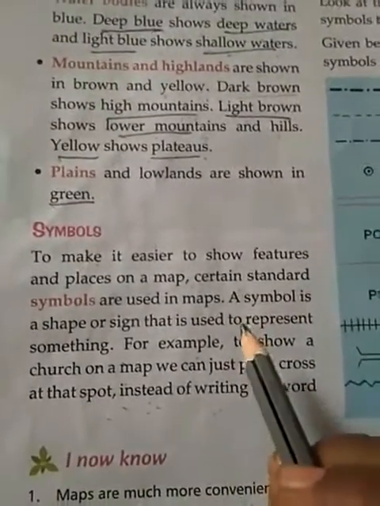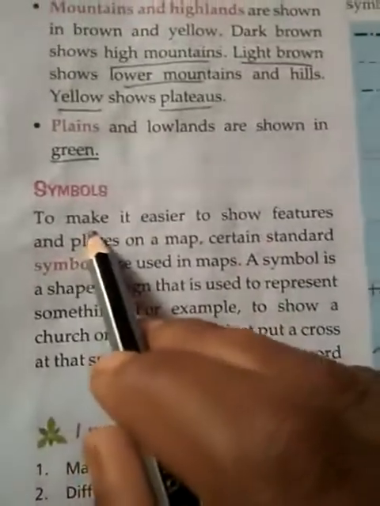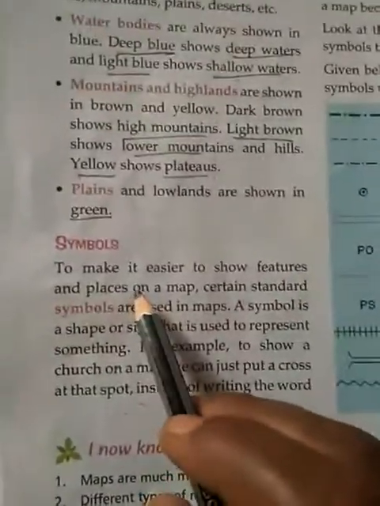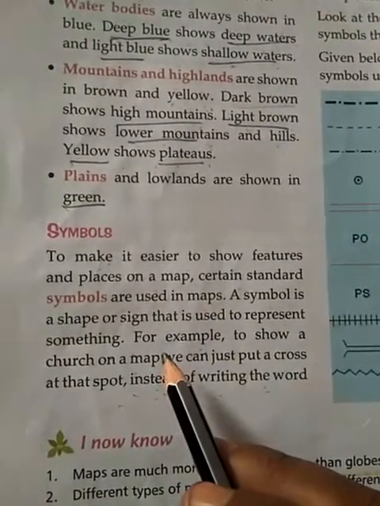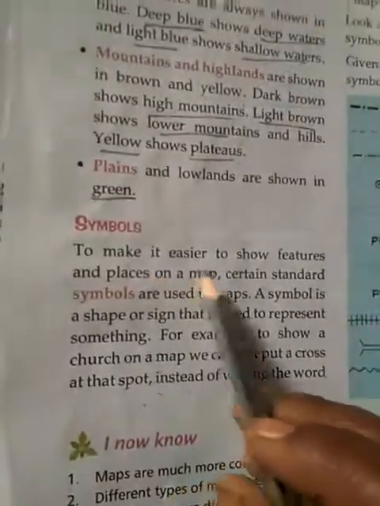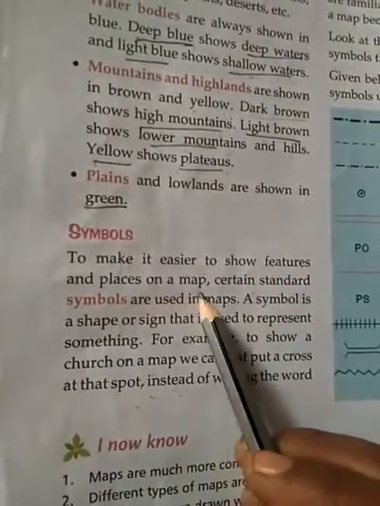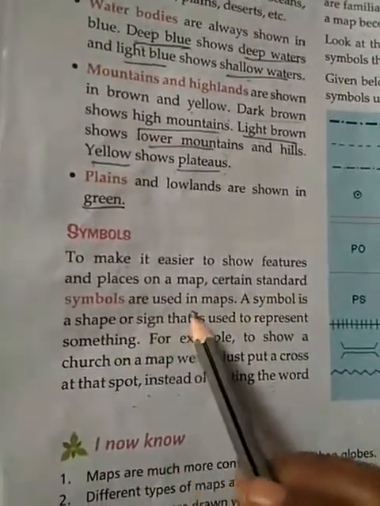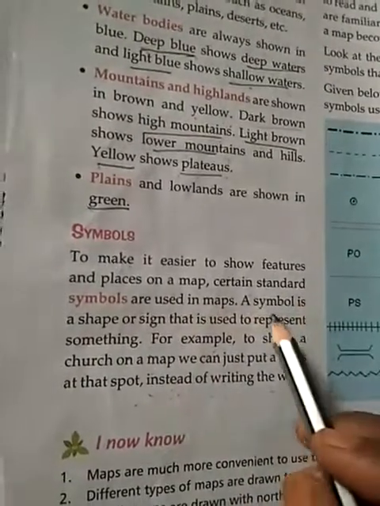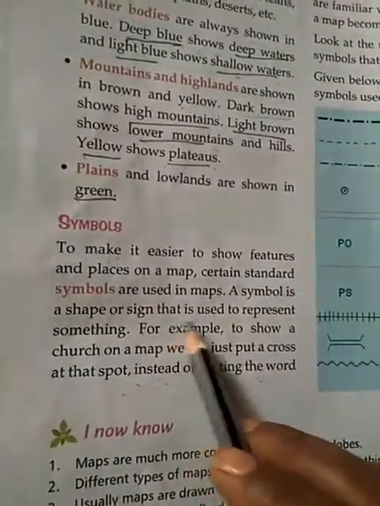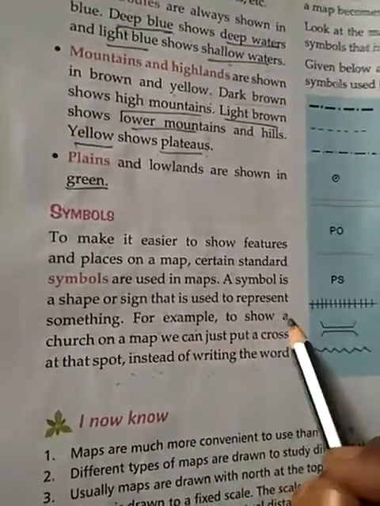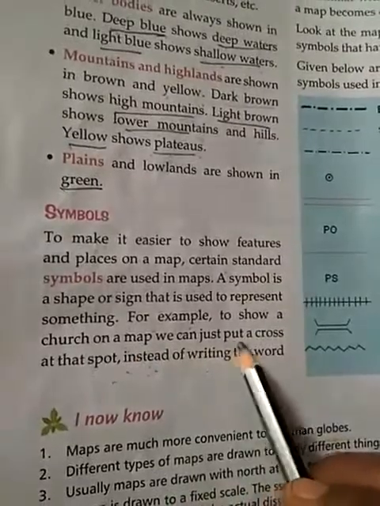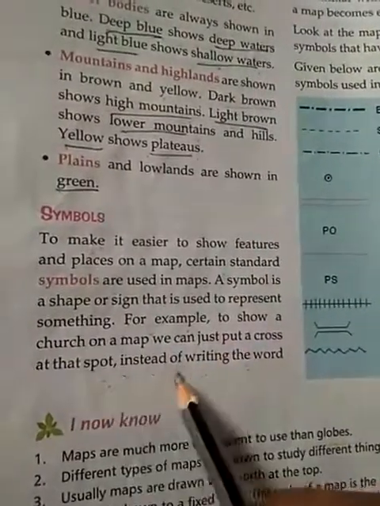Now we have to see the next element of a map, that is symbols. You may have observed different symbols used in maps. We have to see what those symbols are used for. To make it easier to show features and places on a map, certain standard symbols are used in maps. A symbol is a shape or sign that is used to represent something. For example, to show a church on a map, we can just put a cross at the spot instead of writing the word church there.